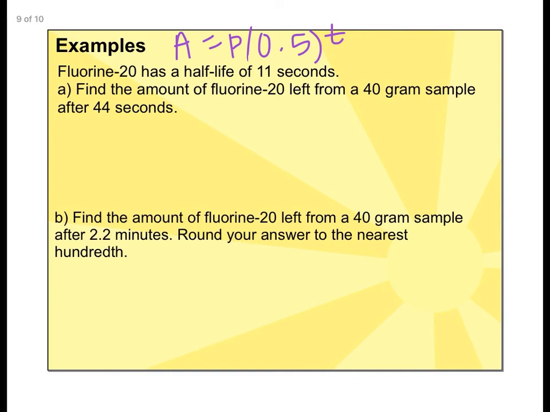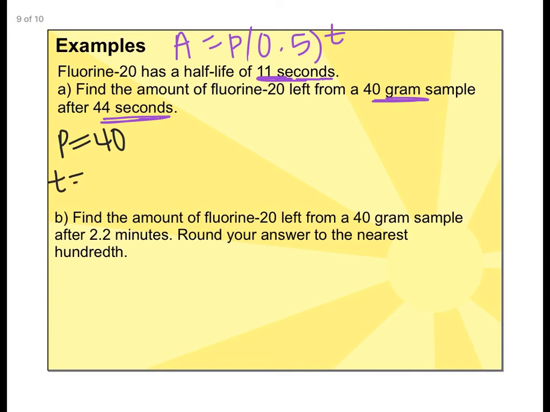Okay, first one says fluorine 20 has a half-life of 11 seconds. So we care about this information. It's got a half-life of 11 seconds. We have to know how long a half-life is. Find the amount of fluorine 20 left from a 40-gram sample after 44 seconds. So if I look at my equation, P is my starting amount. So I started with 40 grams of that substance.